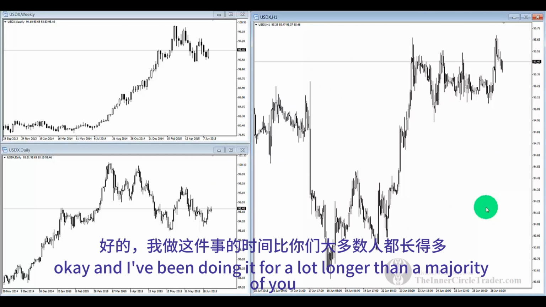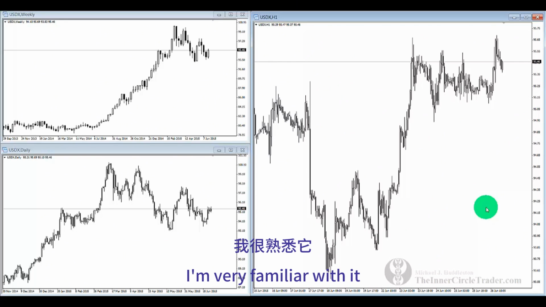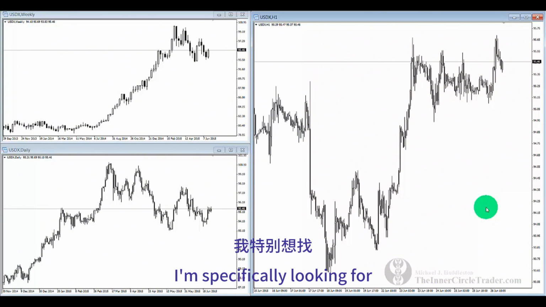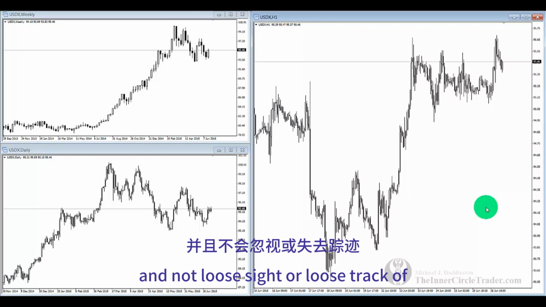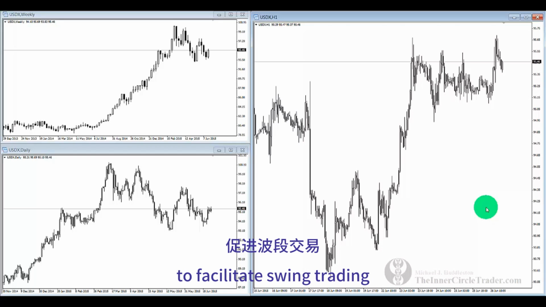Okay, and I've been doing it for a lot longer than the majority of you that are watching, and because they're my tools and it's my approach, I'm very familiar with it, and I can move in and out of time frames with the understanding of what it is I'm specifically looking for, and not lose sight or lose track of the higher time frame analysis principle that we're going to be really focusing on to facilitate swing trading.